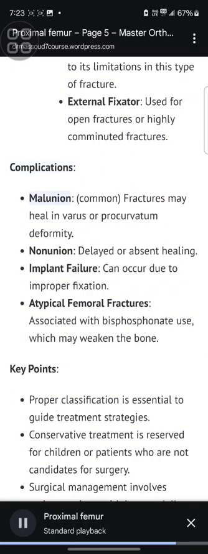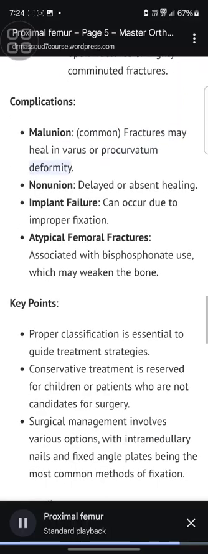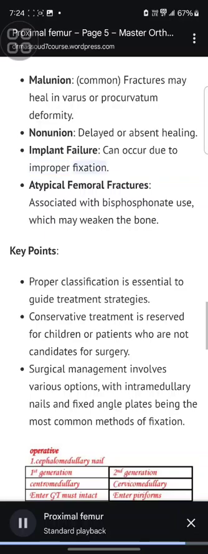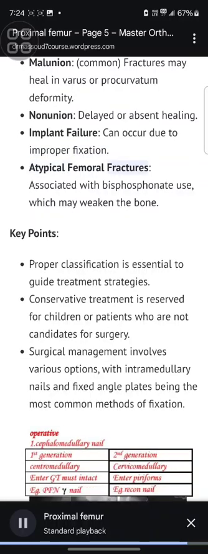Complications. Malunion, common, fractures may heal in varus or procurvatum deformity. Non-union, delayed or absent healing. Implant failure, can occur due to improper fixation. Atypical femoral fractures, associated with bisphosphonate use, which may weaken the bone.